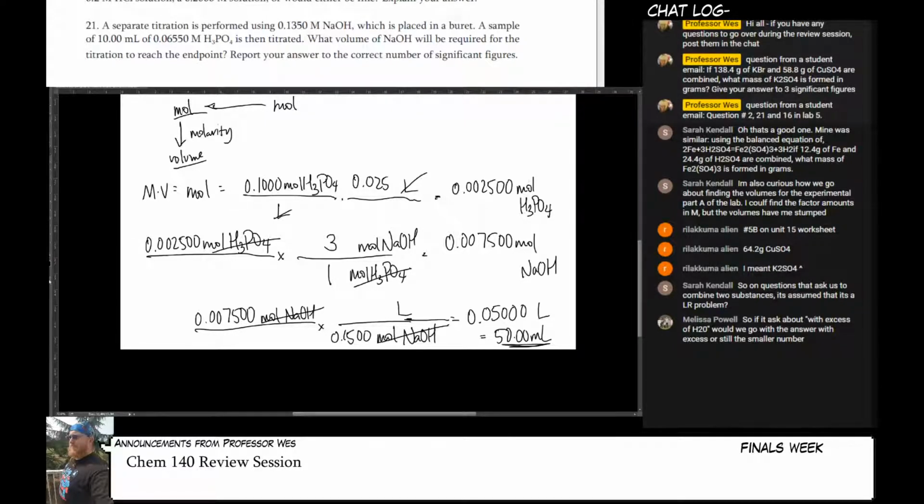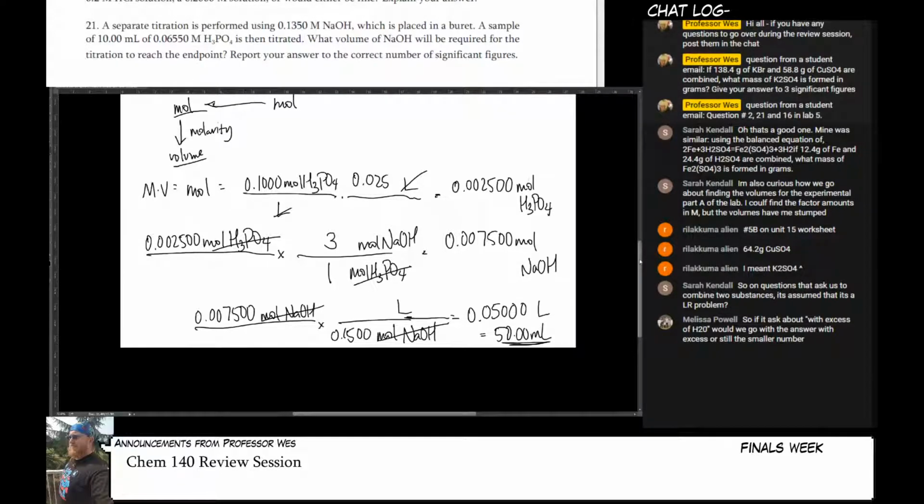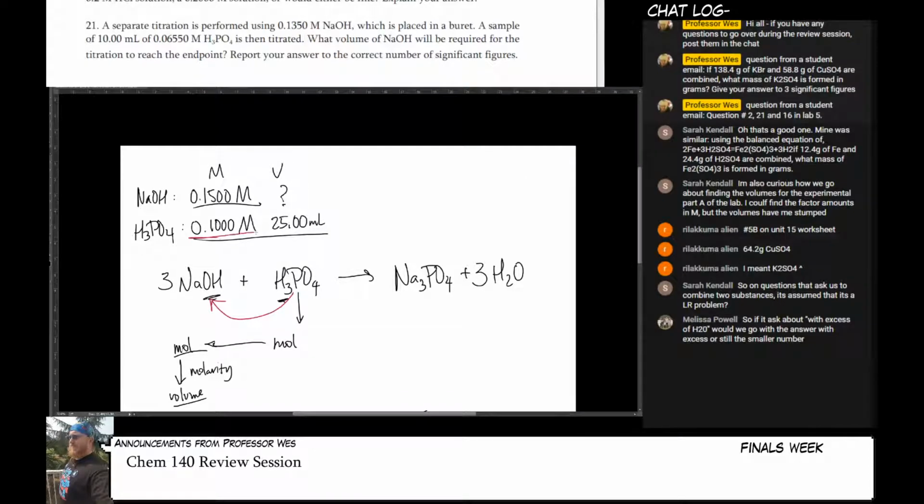For a titration problem, you always want to find the number of moles of the thing that you can, because for one of these problems, you're going to be given both quantities. Find the number of moles of that thing, turn that into moles of the other thing, and then use that to determine whatever calculation you need.